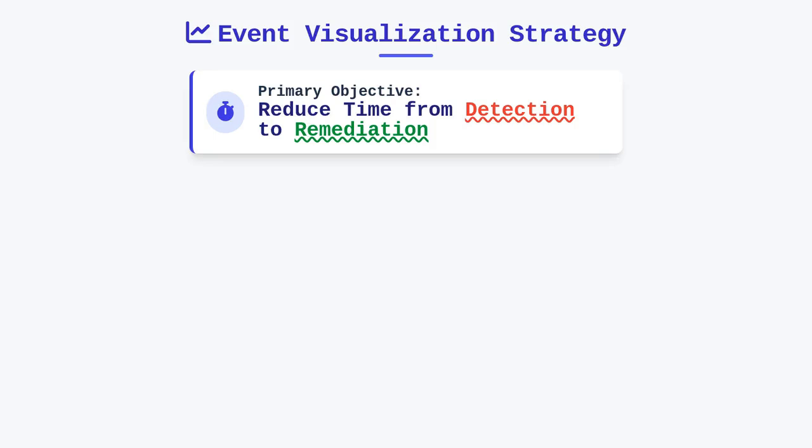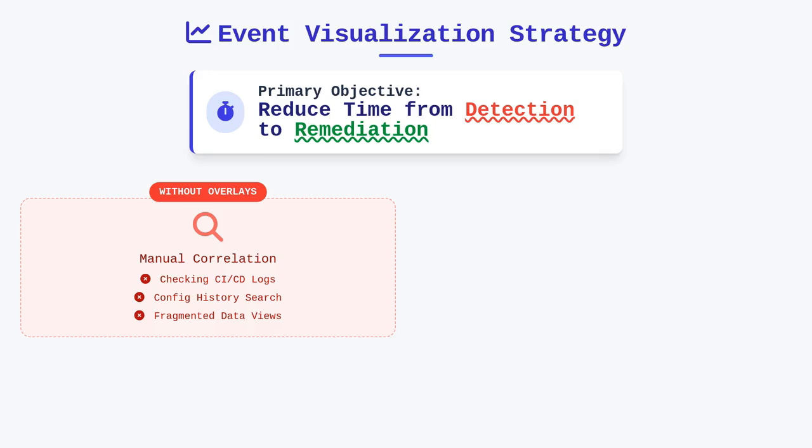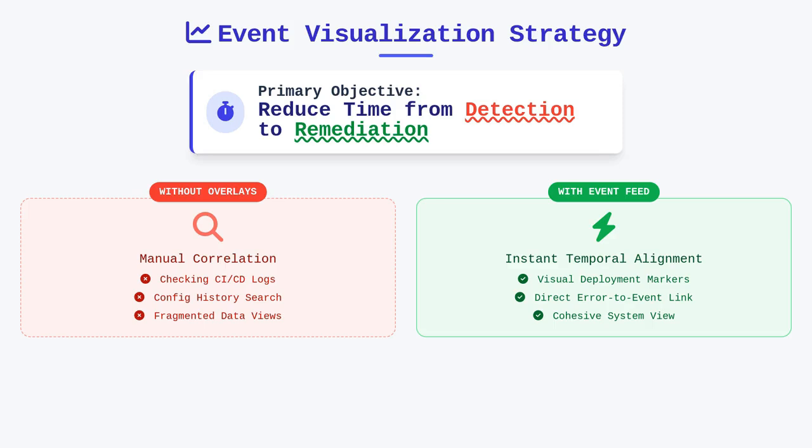Ultimately, the goal of utilizing these event visualization techniques is to reduce the time from detection to remediation. Consider a scenario where a service starts exhibiting high error rates. Without event overlays, you might spend an uncomfortable amount of time manually checking CI/CD logs or configuration management history to identify recent changes. With an event feed superimposed on your error rate chart, you can immediately spot if the rise in errors corresponds precisely to a deployment marker, indicating that the new version likely introduced a regression.